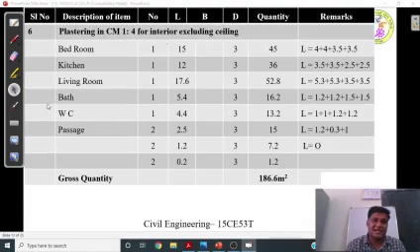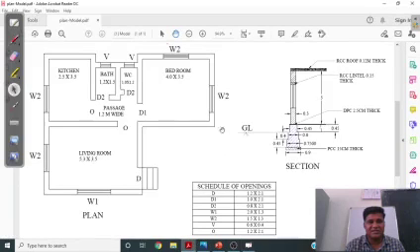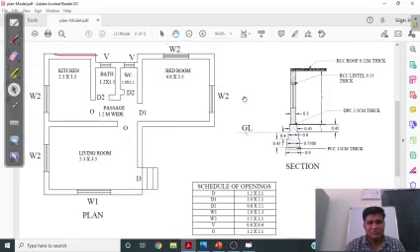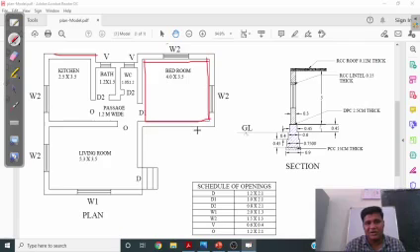So the next item is plastering. This plastering will be provided for internal walls excluding the ceiling. The ceiling plastering I am not going to consider. So in this sketch, first is the bedroom. The dimension of the bedroom is 4 meters by 3.5 meters. All these internal walls will be plastered.